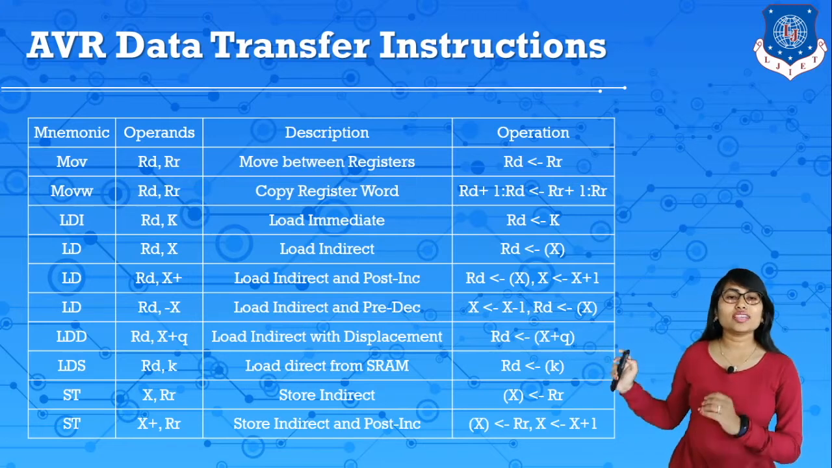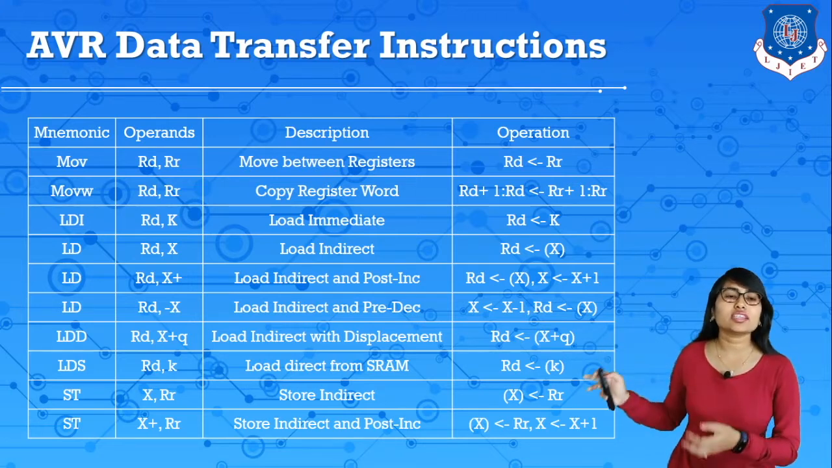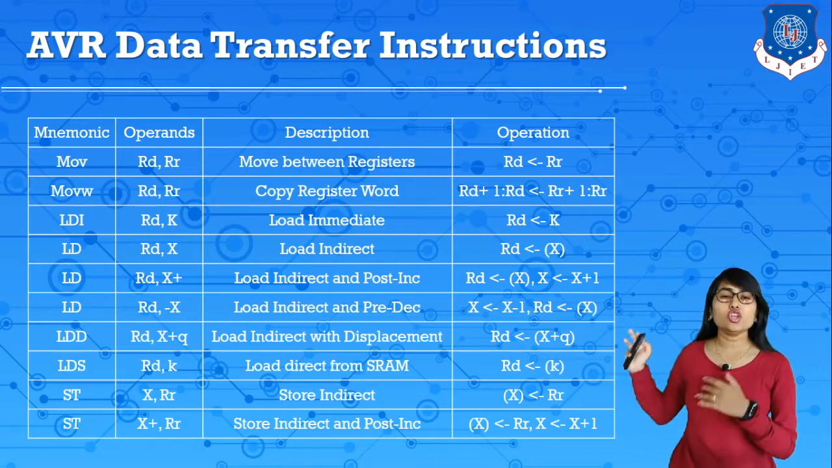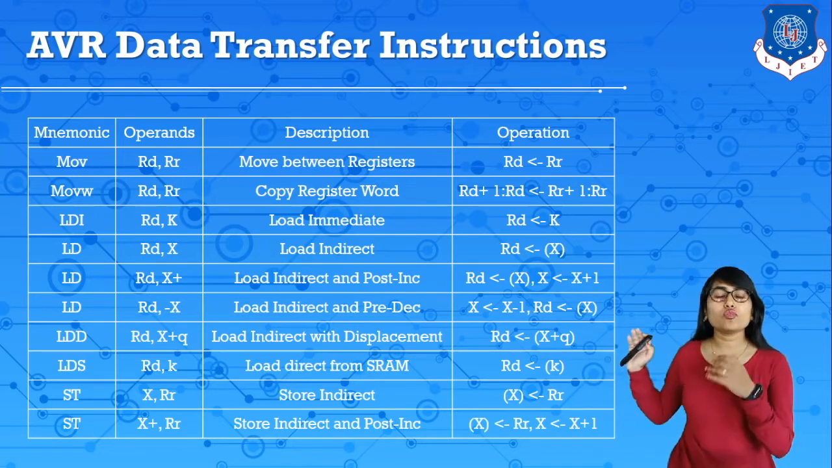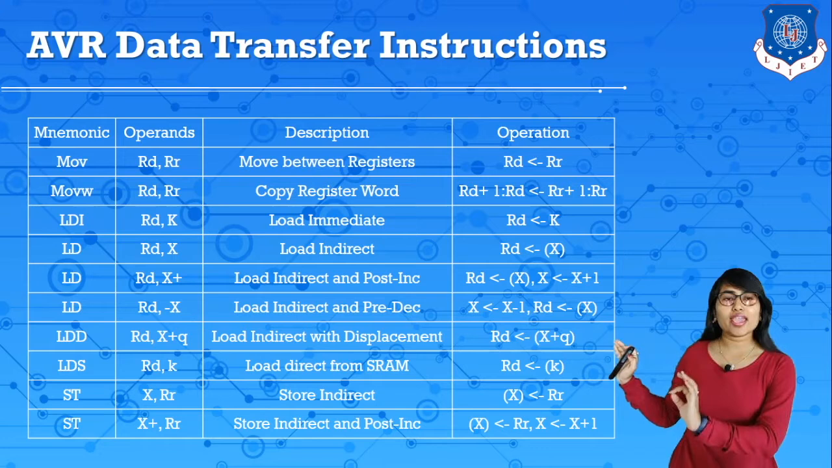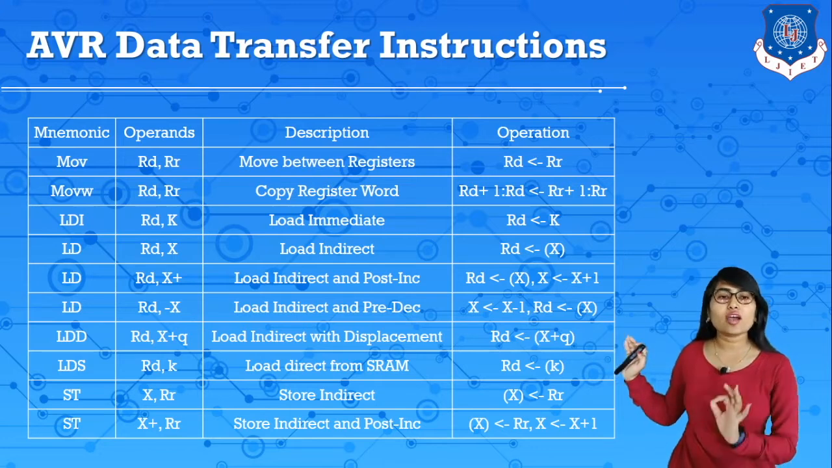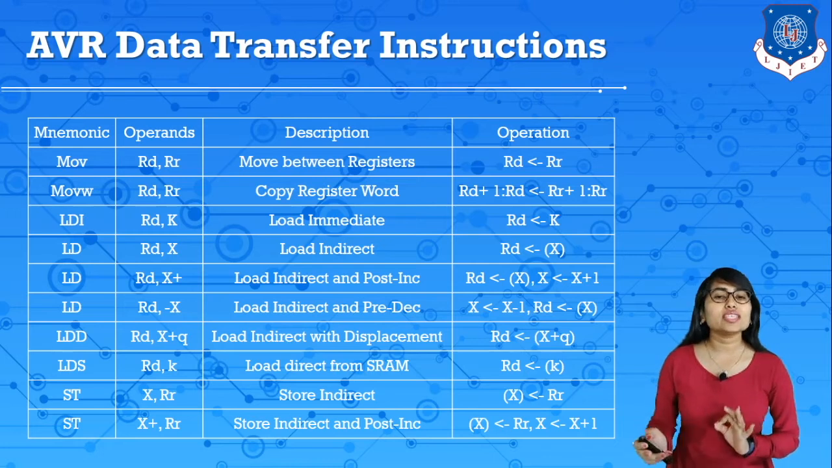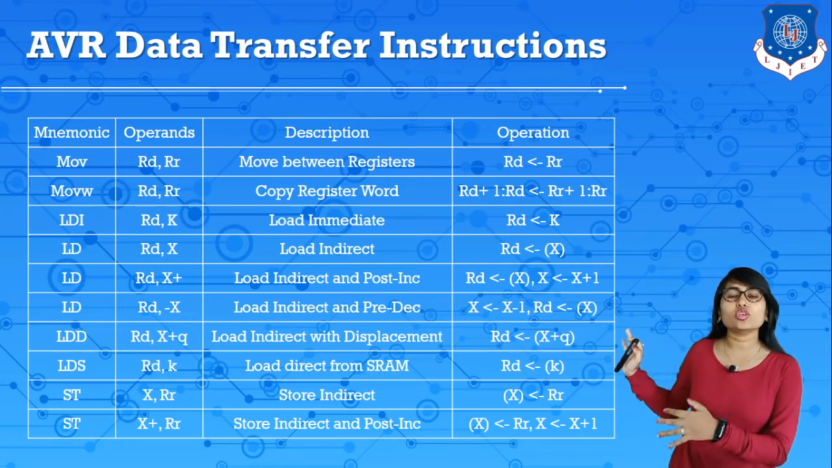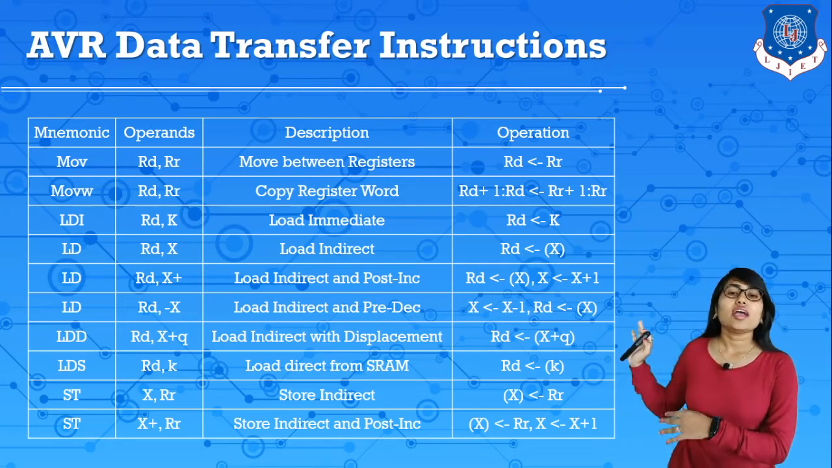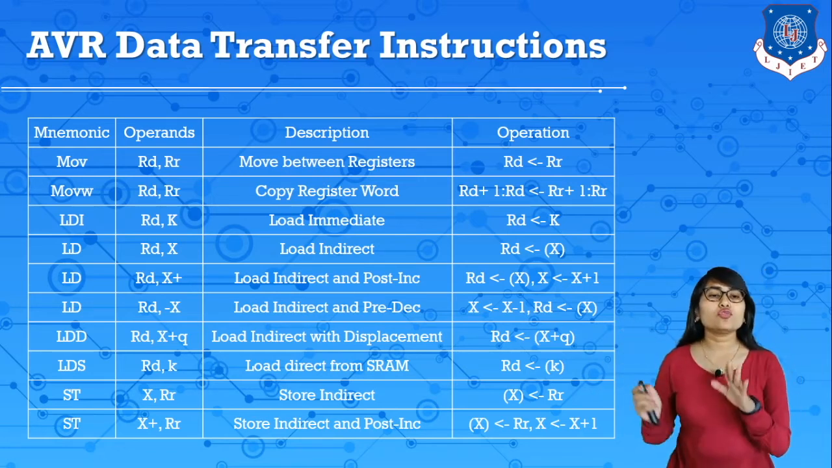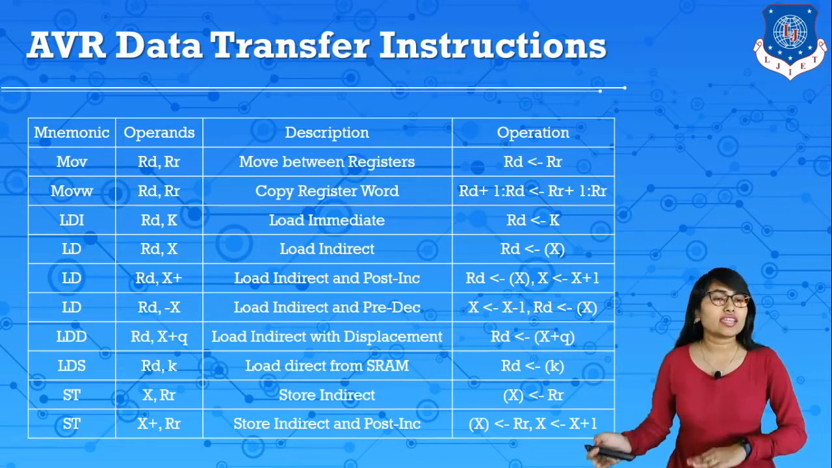Then to load the data from memory to register, here LDS instruction, LDS RD, K, load direct from SRAM. So from this K location, whatever the content is, at that location our data is stored, and that data is copied into RD. Now these are for loading data into a register.